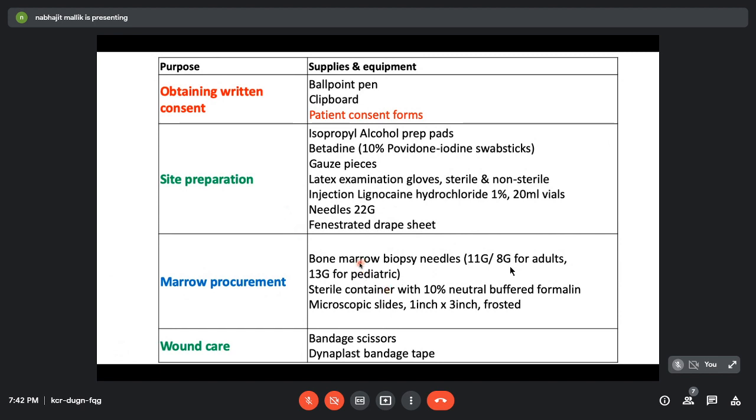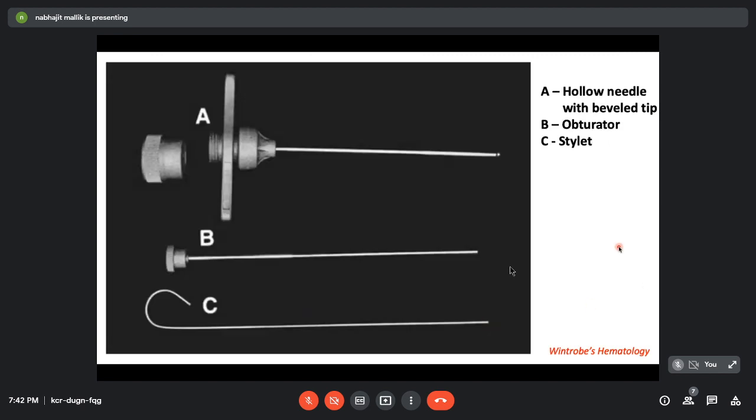And for pediatric patients, a 13 gauge needle is used for the bone marrow biopsy. This is in contrast to a 16 gauge bone marrow aspirate needle for adults and an 18 gauge bone marrow aspirate needle for the pediatric population. Now, we also need sterile containers with 10% neutral buffered formalin or whatever other fixative that we are using. We'll discuss that in the coming slides. And of course, we need microscopic slides, which are preferably frosted, but even normal slides can do. For wound care, we need bandage scissors and Dynaplast bandage tape. Now, this is a photograph of the Jamshidi needle that we are very familiar with.